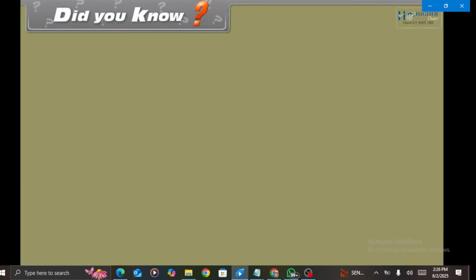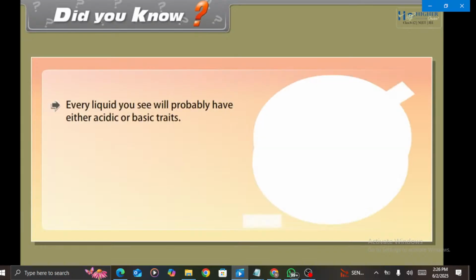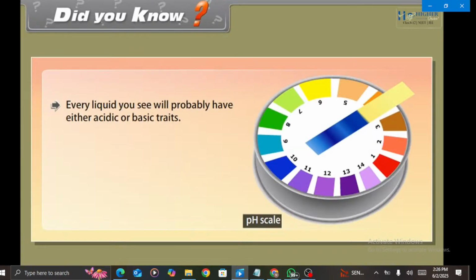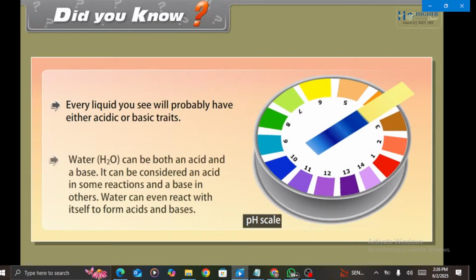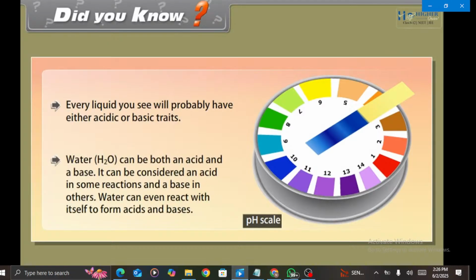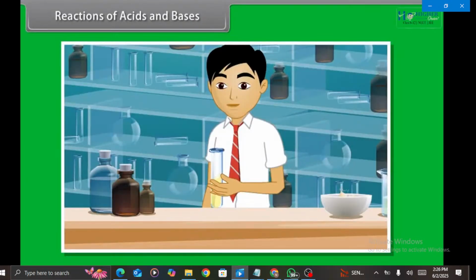Did you know? Every liquid you see will probably have either acidic or basic traits. Water, H2O, can be both an acid and a base. It can be considered an acid in some reactions and base in others. Water can even react with itself to form acids and bases. Reactions of acids and bases.